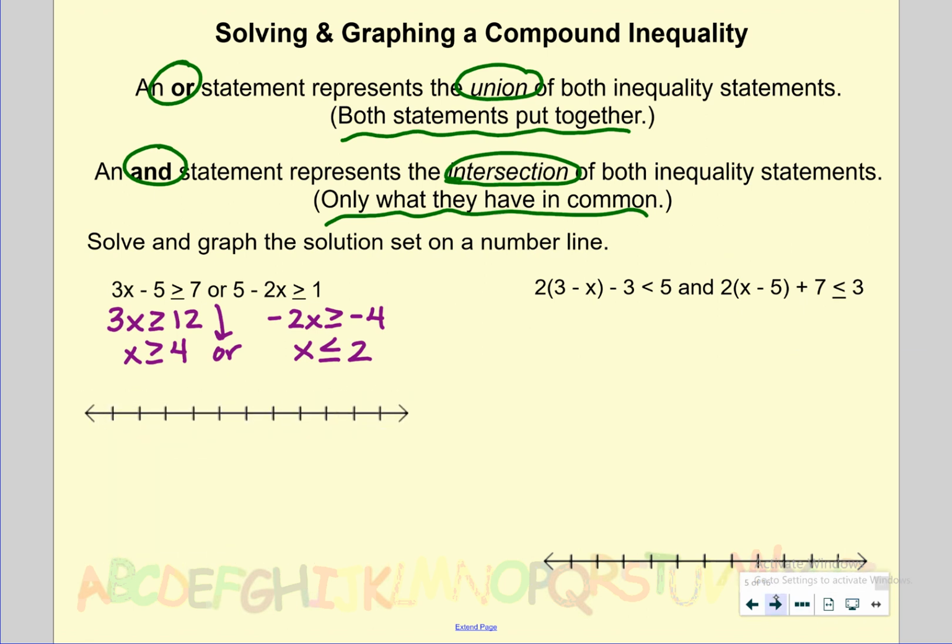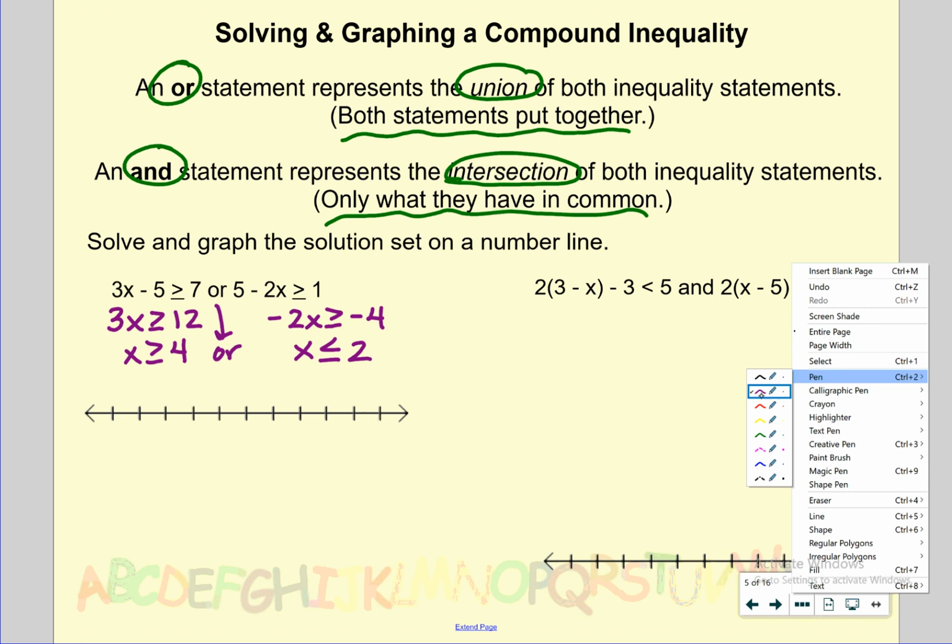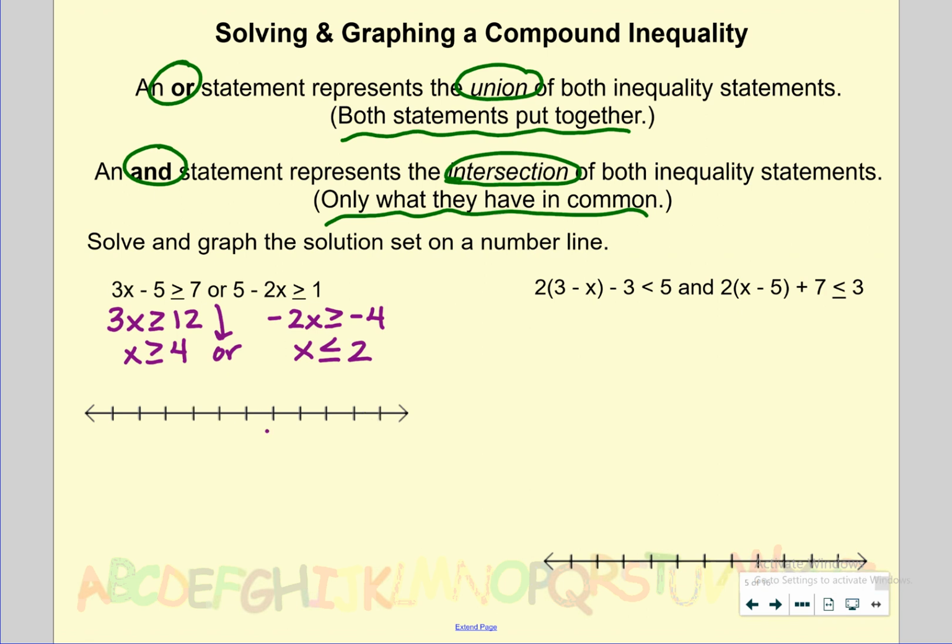Okay, so I think it's helpful to graph both of these on the number line before you write your final answer. If I'm graphing x greater than or equal to 4, I find 4. It's a bracket because it's equal to, and I shade to the right. If I'm graphing x less than or equal to 2, I find 2, bracket, opening left, and I shade to the left. Then I look at my statement. This is an OR statement, which means anywhere that's shaded is part of my solution, whether it overlaps or not.